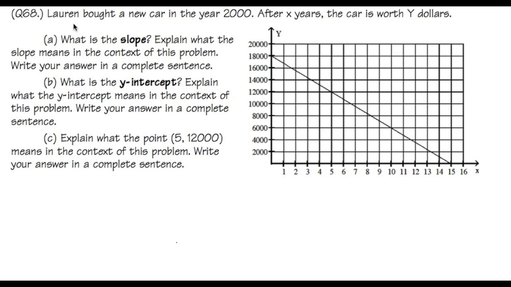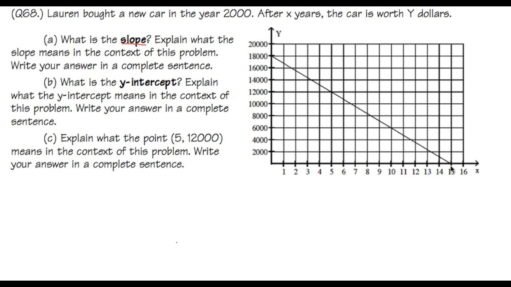Number 68. Lauren bought a new car in the year of 2000. After x years, the car is worth y dollars. And here we are given a graph with the number of years on the x-axis and the value of the car on the y-axis. For the first part of the question, it's asking us to find the slope of this line right here.